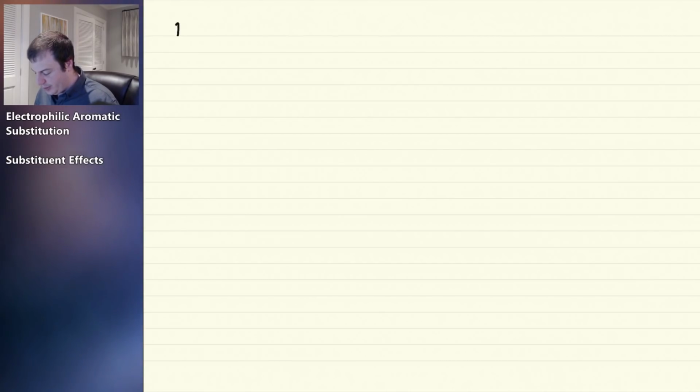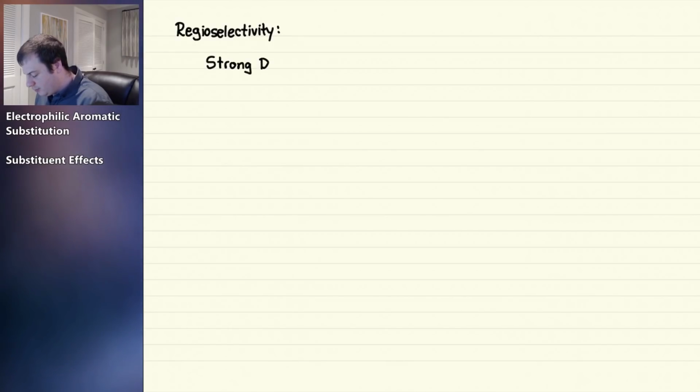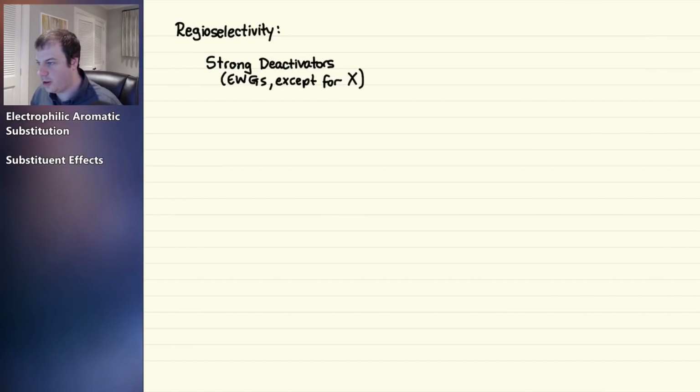So it turns out the regioselectivity of EAS can be controlled on the basis of whether the existing substituent on a benzene ring is a strong deactivator or not a strong deactivator. So if you have a strong deactivator on the ring, these are all the electron withdrawing groups, by the way, except for the halide. The halide is a withdrawing group, a deactivating group, but is not a strong deactivator, it's a weak deactivator.